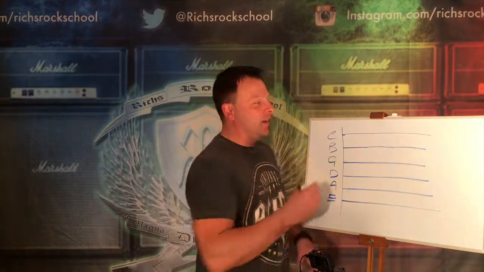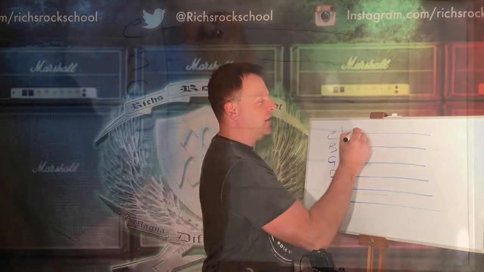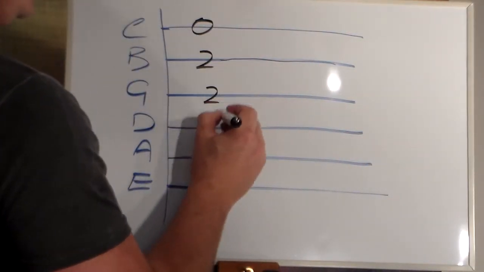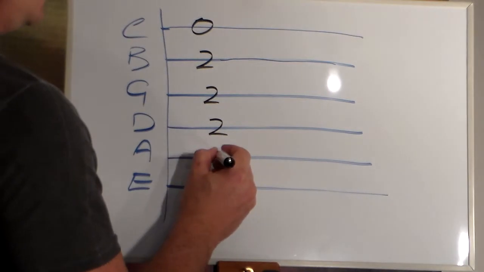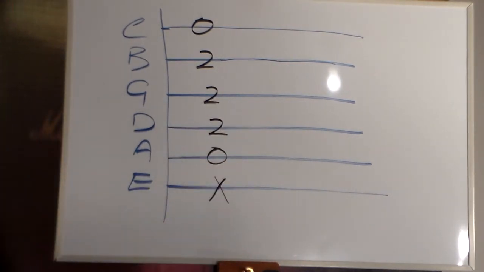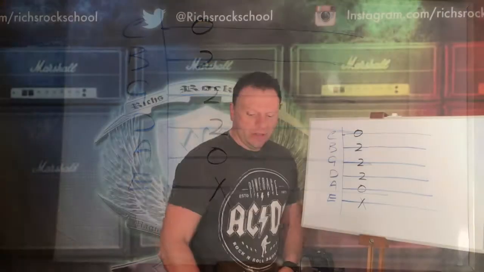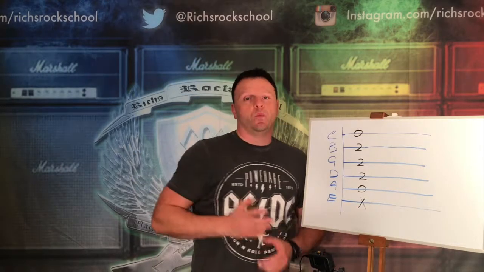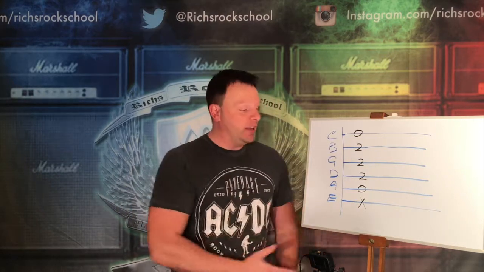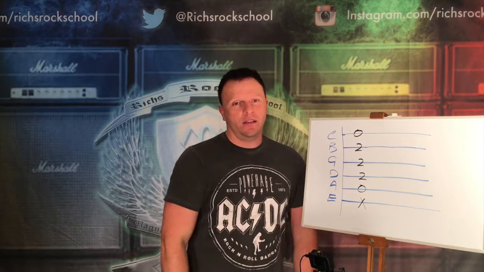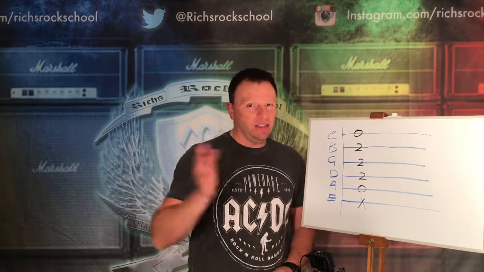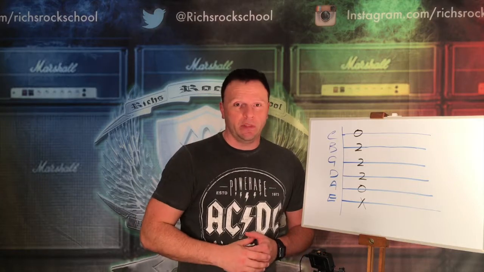Let's play A. So for A, you're going to see 0, 2, 2, 2, 0. And sometimes you'll see an X. Now sometimes you'll see the X, sometimes you won't see the X. If you see the X when it comes to basic tab, it just means don't play the string. Later on, when you get more in depth into tab, it means a different thing, but we'll cross that bridge when we come to it.